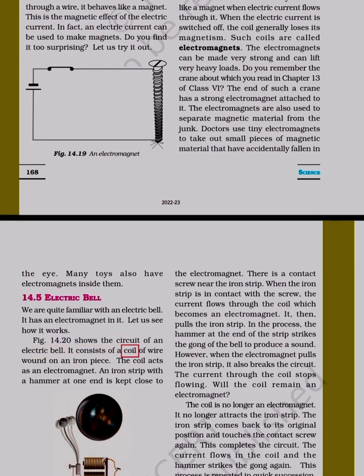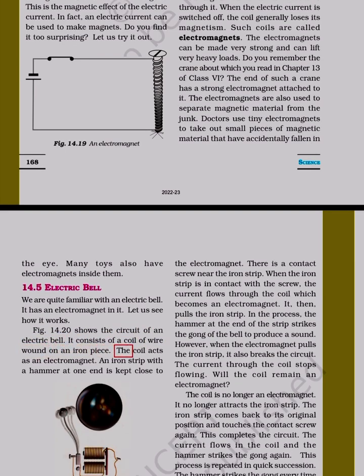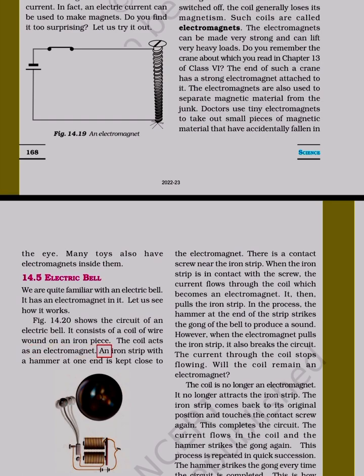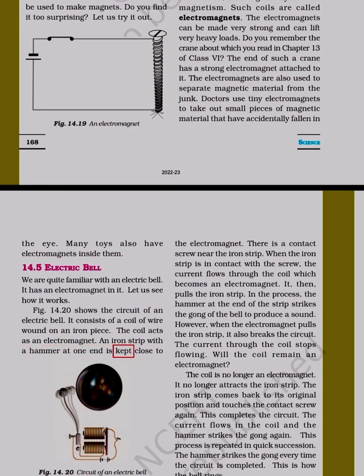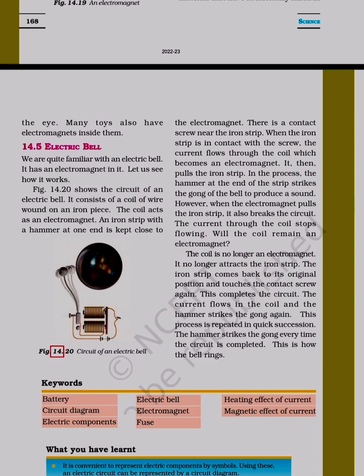It consists of a coil of wire wound on an iron piece. The coil acts as an electromagnet. An iron strip with a hammer at one end is kept close to the electromagnet. Figure 14.20 Circuit of an electric bell.